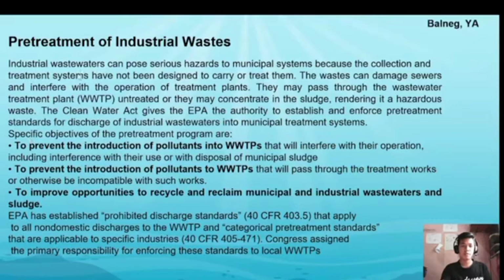Because if the wastewater, as I've said, is not pre-treated, especially if it comes from industrial waste, it will interfere with the operation of the primary wastewater treatment plant. So it needs to be pre-treated to prevent pollutants from passing through the treatment works or otherwise being incompatible with such works, and to improve the opportunities to recycle and reclaim municipal and industrial wastewaters and sludge. Okay.